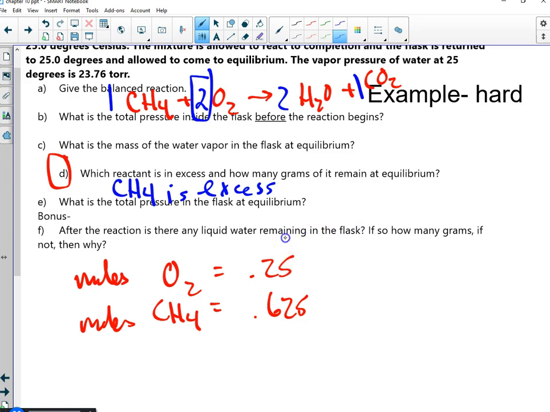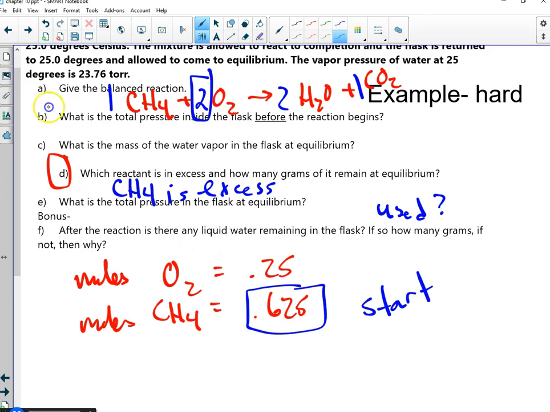Now, how many grams of it remain at equilibrium? Well, we have to find how much of it was used, correct? We'll do moles, and at the end we'll convert it to grams. So we know we have this many to start with, correct?